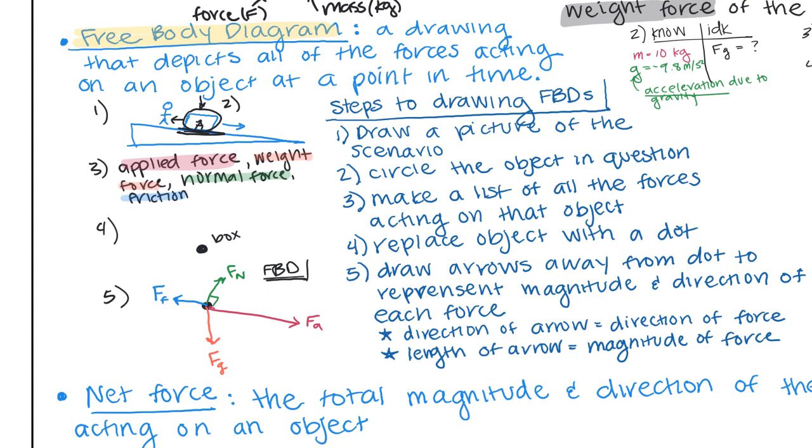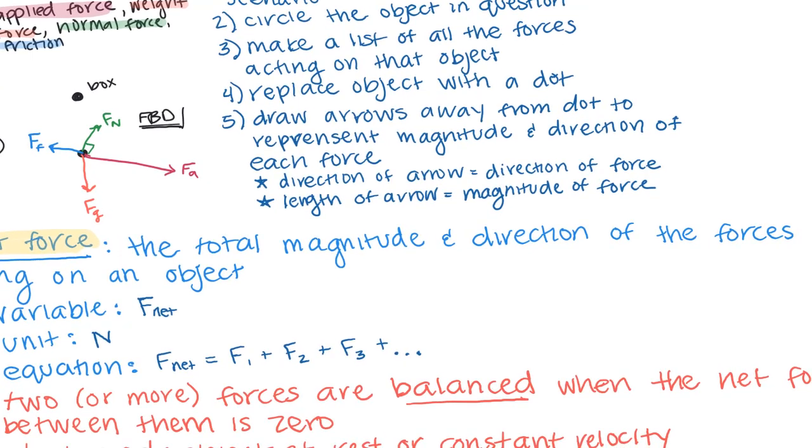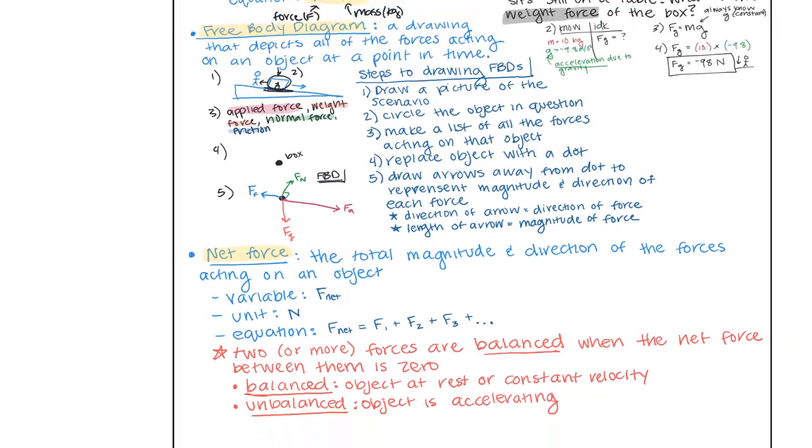So that is what a complete free body diagram looks like. Now, if we wanted to calculate the total amount of force that all of these forces are having on this particular box, this is what we call the net force. So this is another vocabulary term for you all. Net force is the total magnitude and direction of all of the forces acting on an object.